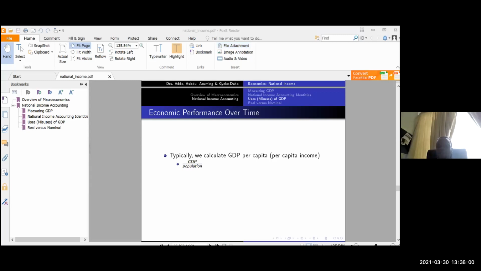Let me see the comments. So, Nigeria GDP per capita, somebody has written that. So that is at least the barest minimum that you should do. If you are comparing the GDP of Togo to that of Ghana, obviously Ghana will be higher because you have a bigger population. So if you rescale it by population, you can do a better comparison.